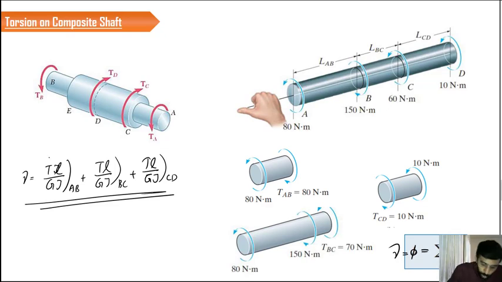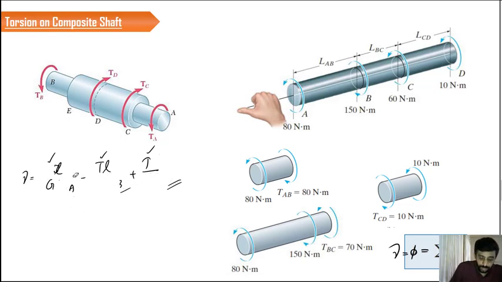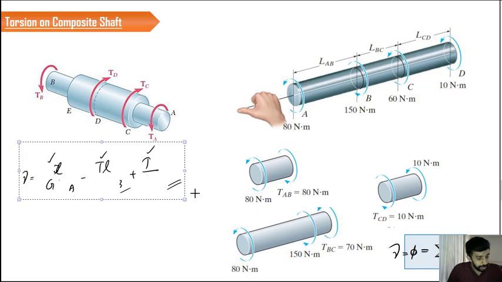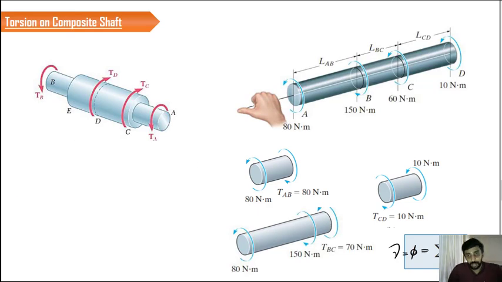Now the question is, what should be the value of T here? The T of AB will not be the same as that of BC. That will not be the same when we consider the case of CD. So we have to take a sign convention for this. So let us discuss that sign convention. A right hand thumb rule is applied. The simple sign convention says that when you curl your fingers along the direction of the torque, and if the thumb is pointing outward, then that particular torque is considered as positive.